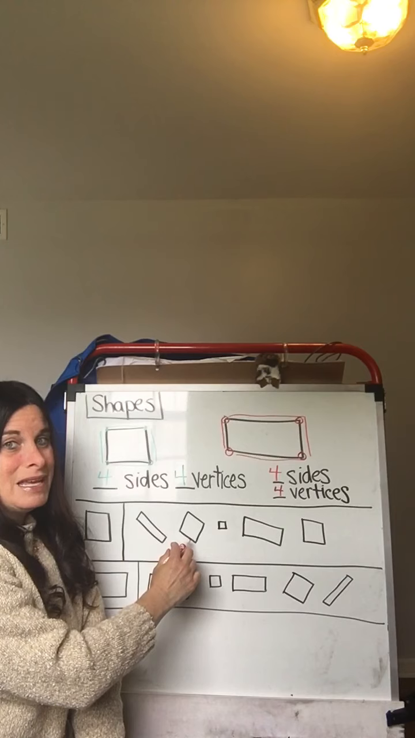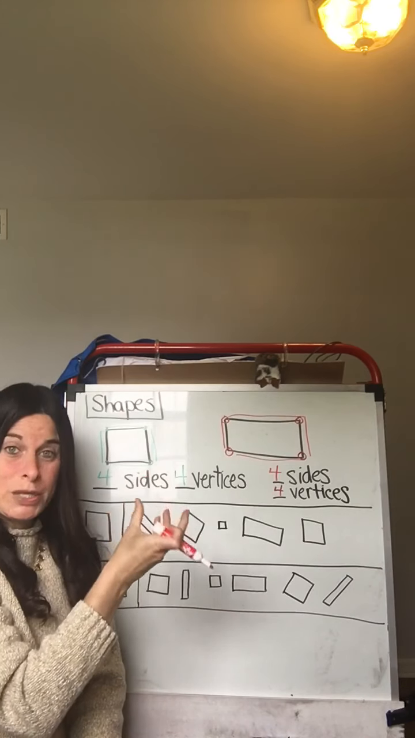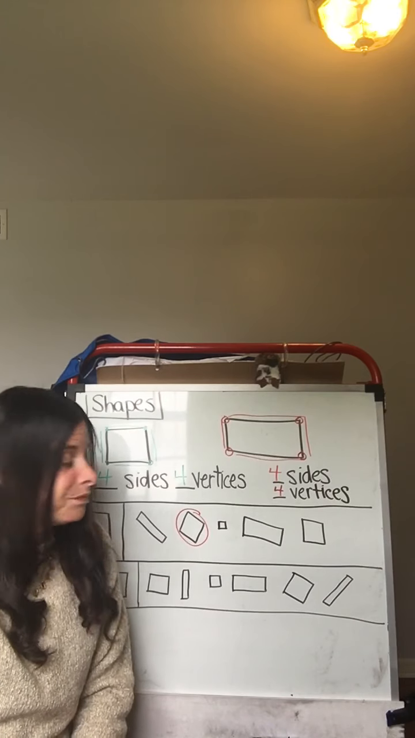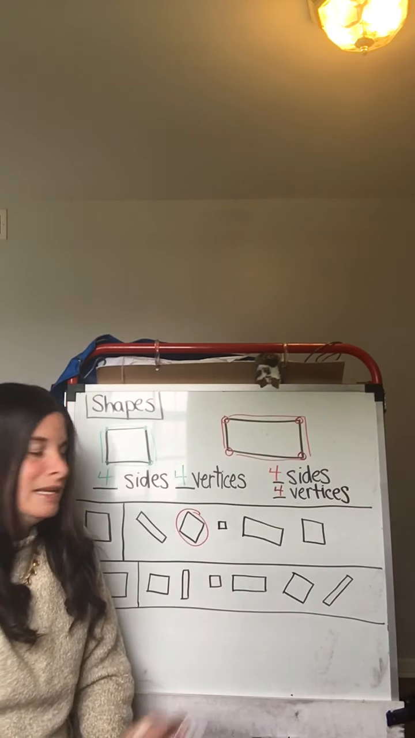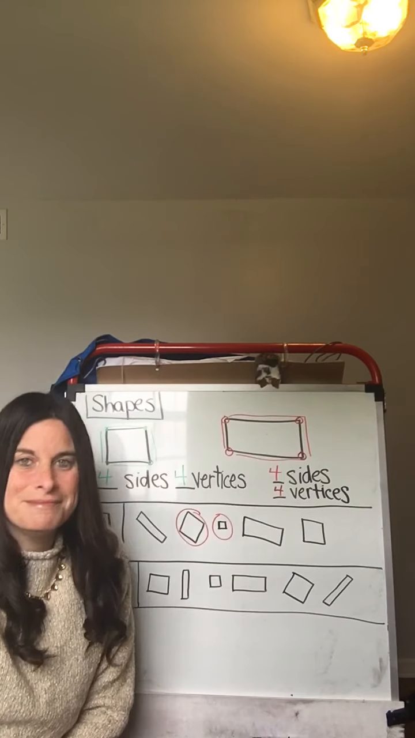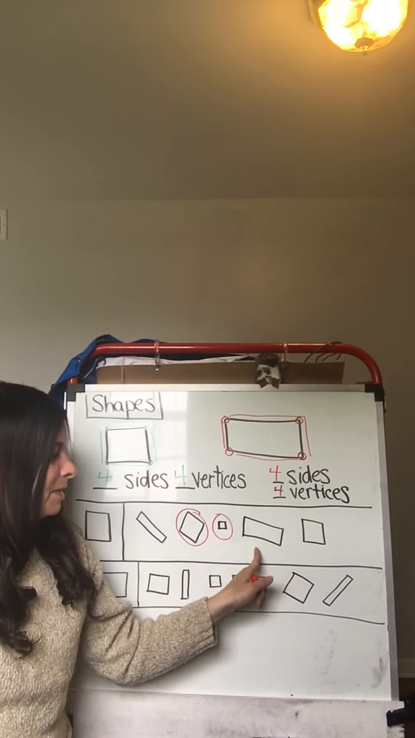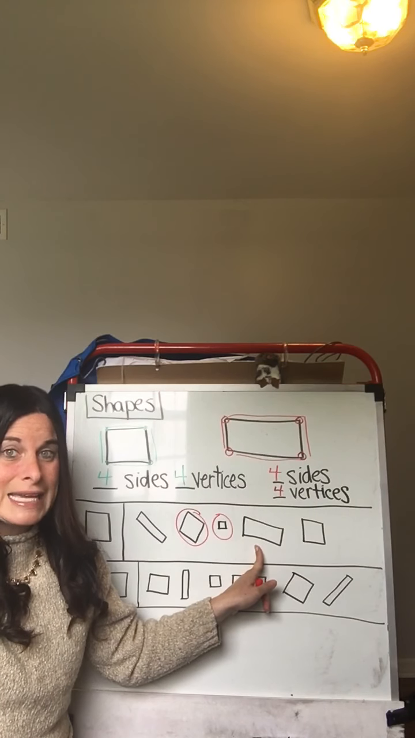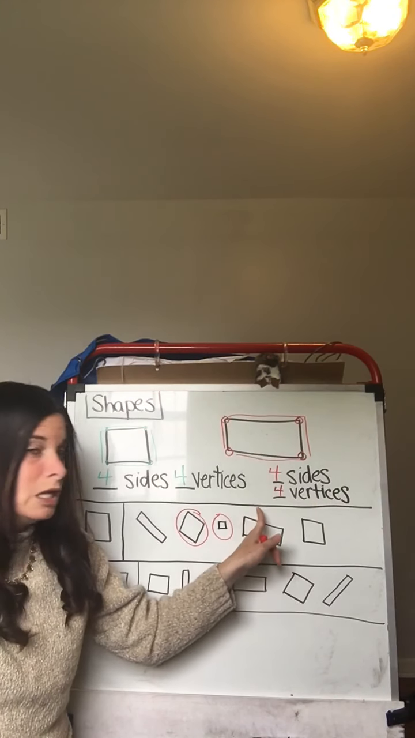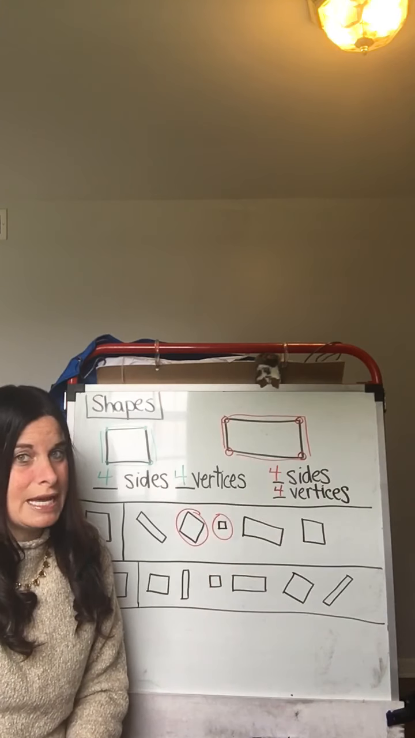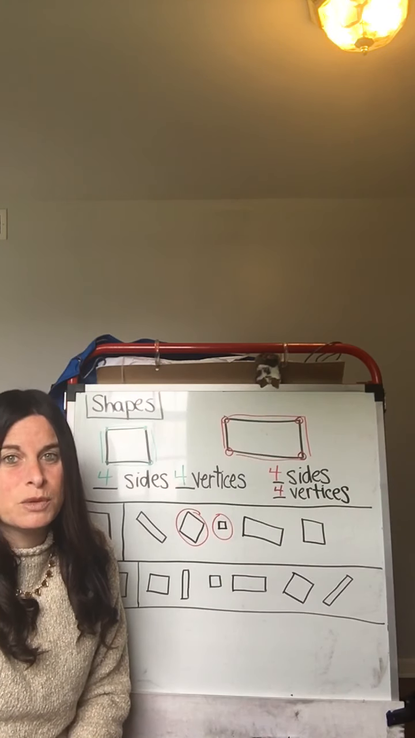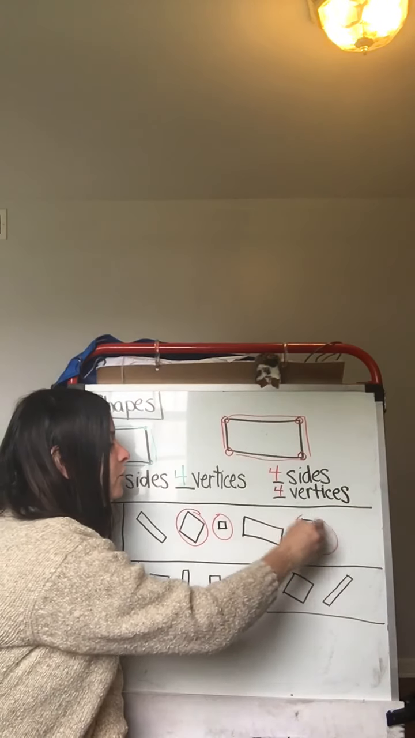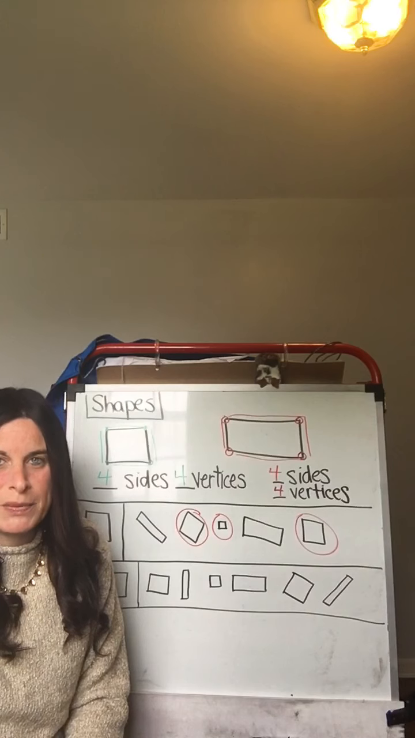How about this one? Yes, even though it's turned on its side, it is still a square. So I'm gonna circle it. How about this one? Yeah, it's smaller, but it's still a square. How about this one? No, right? That is a rectangle. I can tell because it has 2 long sides and 2 short sides. And remember, a square has 4 equal sides. How about this one? Yes, 4 equal sides. So those are my squares.